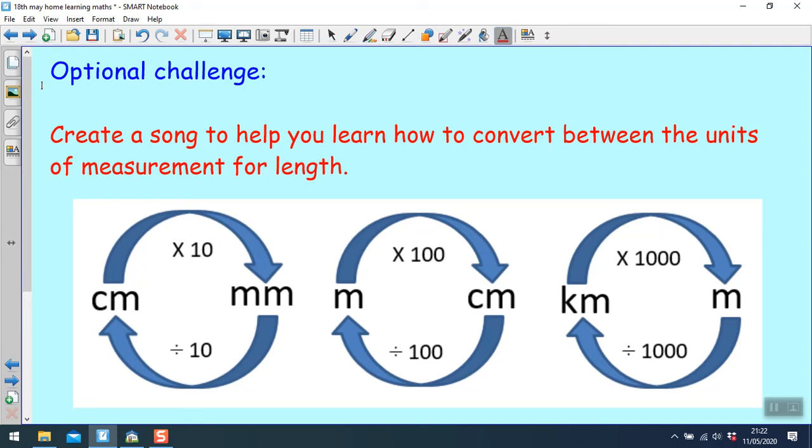This is your final optional challenge, so you can choose whether you want to do this. Create a song to help you learn how to convert between the units of measurement for length, and I've put this on here to remind you. If you do write a funky song, you might want to film yourself singing it and email me and Miss Hawk. We'd love to see your videos and hear your songs. If you don't want to sing it and you want to write it down, then that's also fine if you want to email it to us.